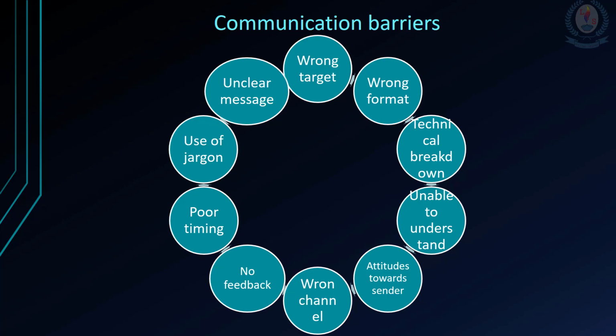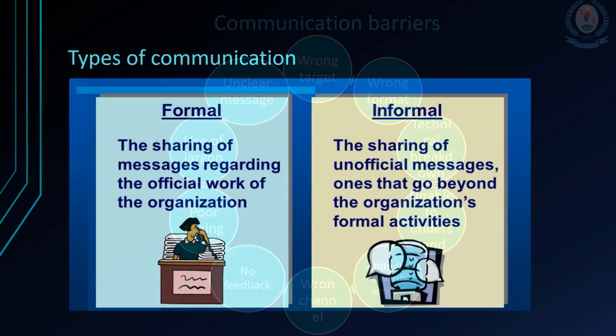Poor timing means time limitation, that is, on-time work is not there. So then the communication can break. Use of jargon means using the wrong language, right? Unclear messages means the message you are sending is not clear, right? So these kinds of barriers can happen in communication. These are what we can identify as communication barriers.